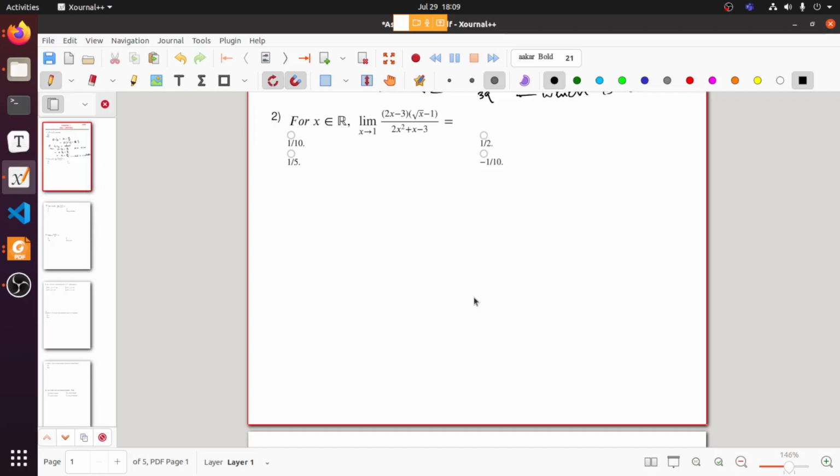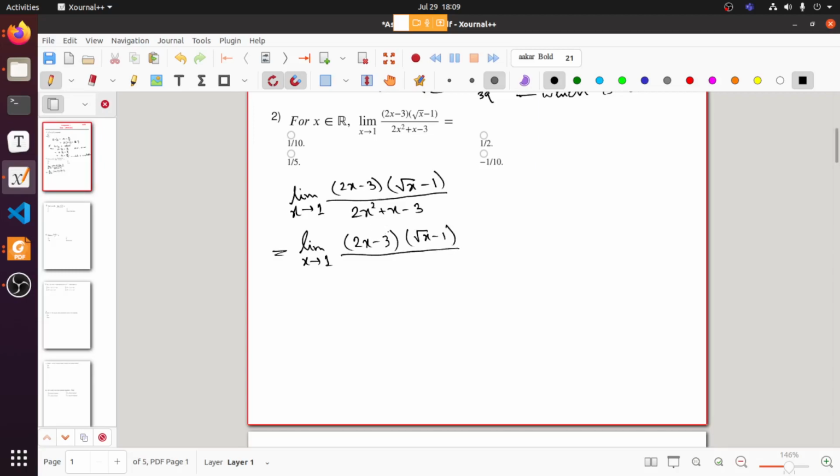What is the next question? You have to find the limit of this. So what will be the limit of this? Okay, so what is this? You have to find the limit as x tends to 1 of (2x minus 3) into square root of x minus 1, by 2x square plus x minus 3. So what will you do? Factorize the denominator. So then it will be 2x minus 3 square root of x minus 1.